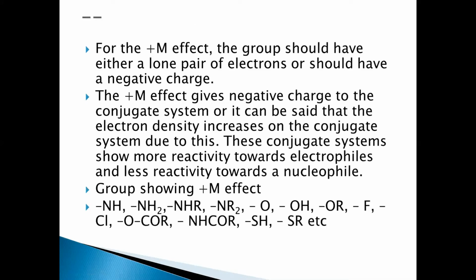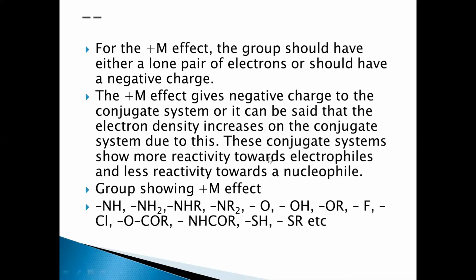Similarly, for plus M effect, the group should have either a lone pair of electrons or a negative charge. When can a group produce plus M effect? When the group has at least a pi bond, pi electrons or a negative charge. Plus M effect gives a negative charge to the conjugate system. Remember, plus M effect gives a negative charge because that group is giving electrons. So when the conjugate system takes electrons, it becomes negative, or the electron density increases on the conjugate system.